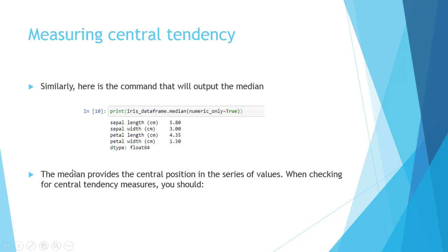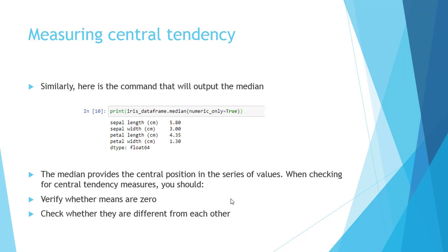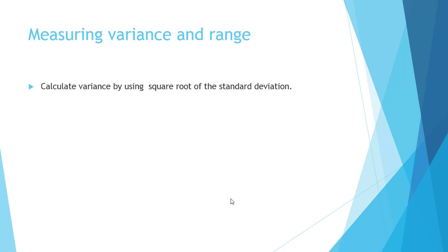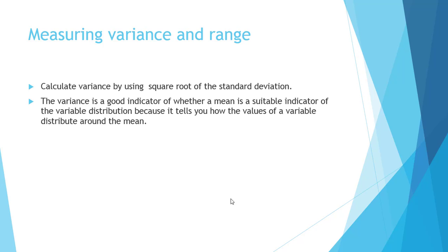So this is the output of the median of the iris data frame, and the median provides the central position in the series of values. When checking for central tendency measures, we can also verify whether means are zero. We can also check whether they are different from each other, and also notice whether the median is different from the mean. Next, we can calculate the variance by using the square root of the standard deviation.